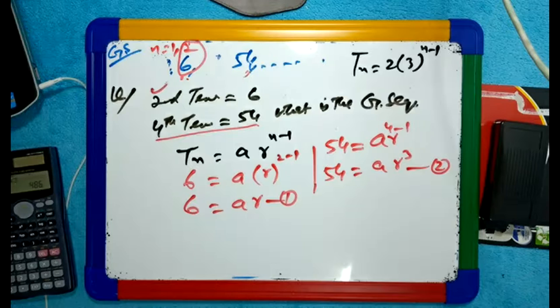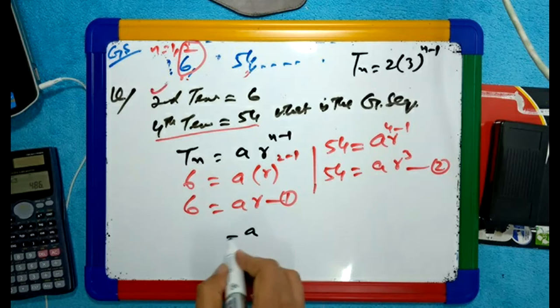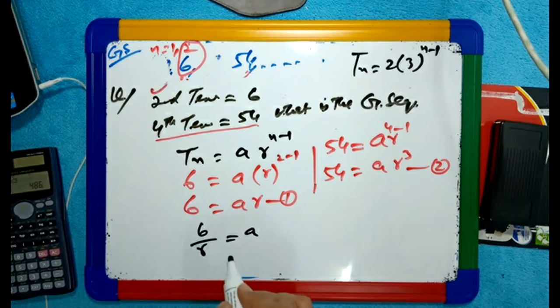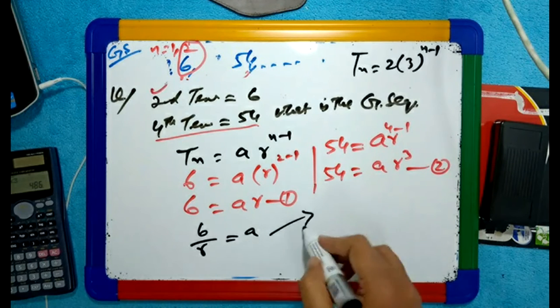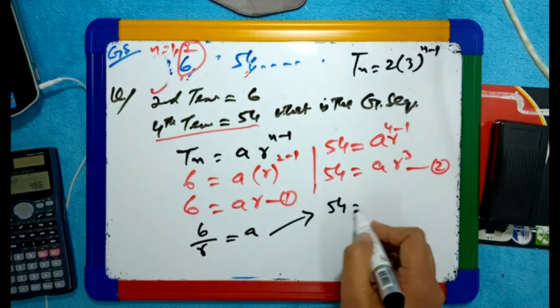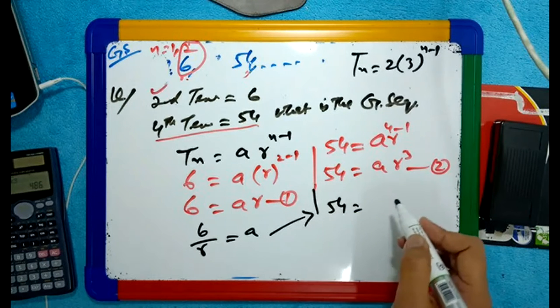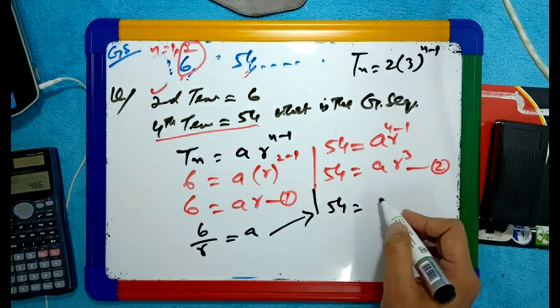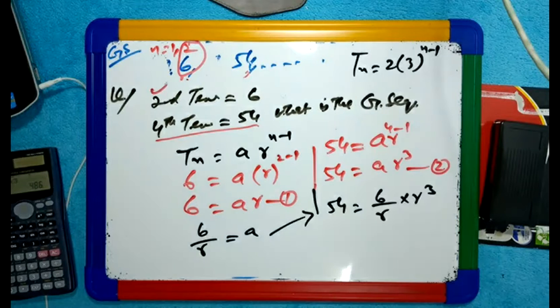So we do simultaneous equations? Yeah, of course, you can do simultaneous equations. The value of A is what? 6 over R. I will put it over here in the 54, I am using the substitution method. A is 6 over R times R cube. You get this: A equal to 6 over R.